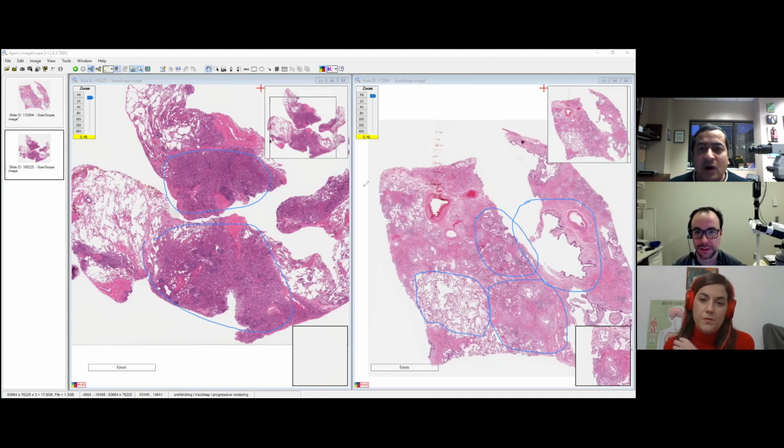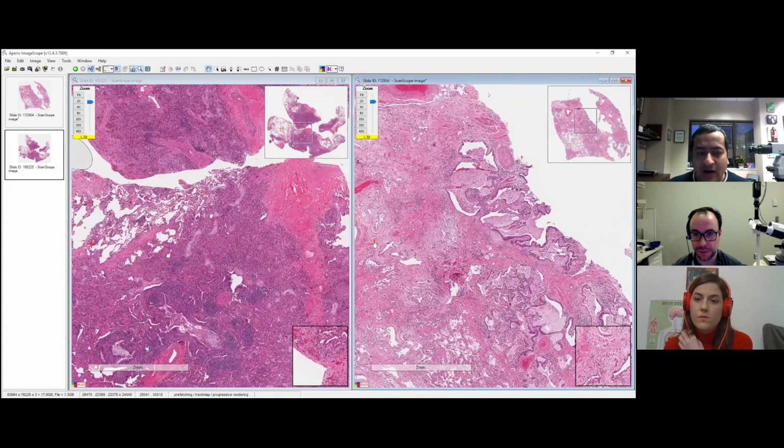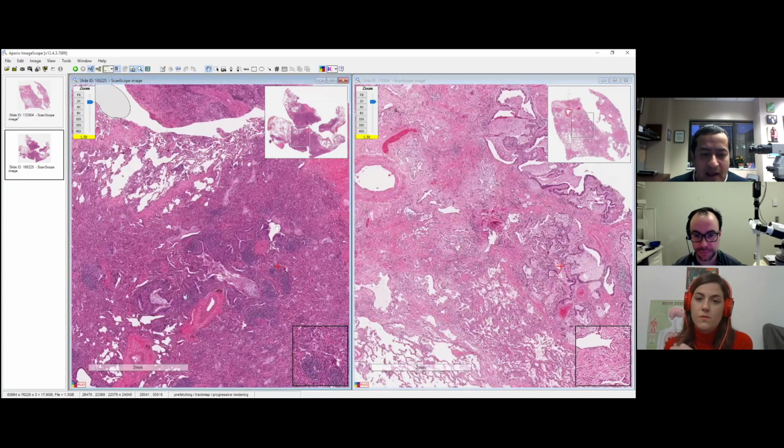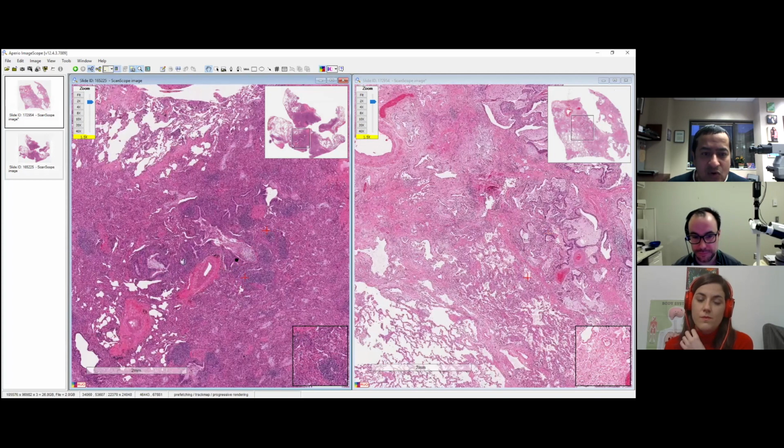So do I need to undo the annotate? Okay. I can clear them. There you go. Okay.